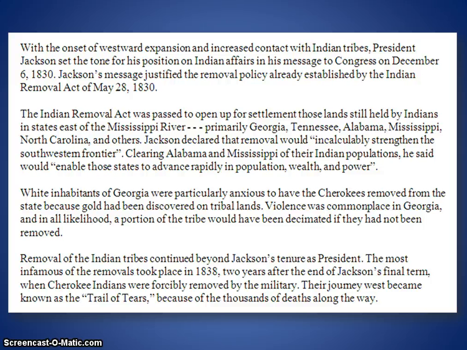The most infamous of the removals took place in 1838, 2 years after the end of Jackson's final term, when Cherokee Indians were forcibly removed by the military. Their journey west became known as the Trail of Tears because of the thousands of deaths along the way.